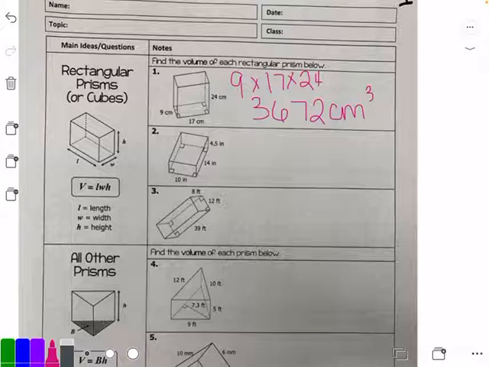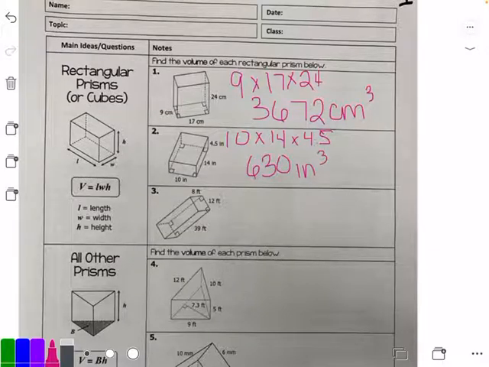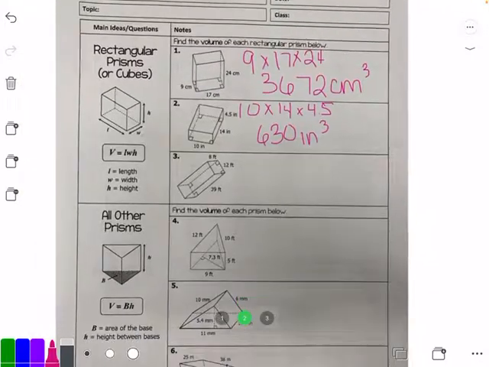Let's give it another one. In number 2, I can say it is 10 inches long, 14 inches wide and 4.5 inches tall, right? And we would just do 10 times 14 times 4.5. Again, technically order will not matter. And you'll get 630 inches, again, cubed. I'm going to go ahead and leave number 3 for you because I do want to go into the other set.